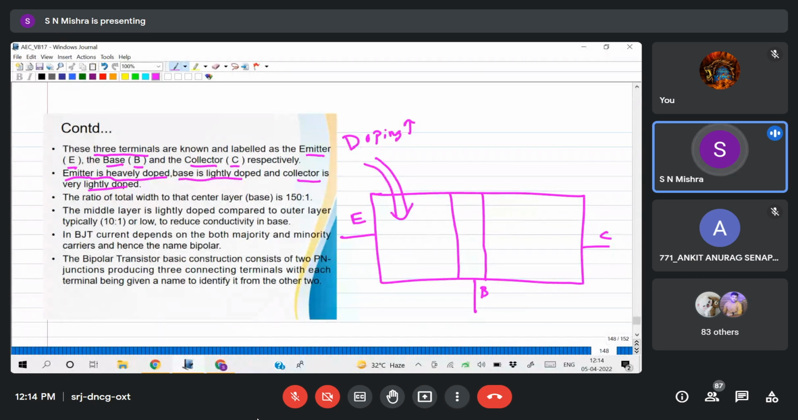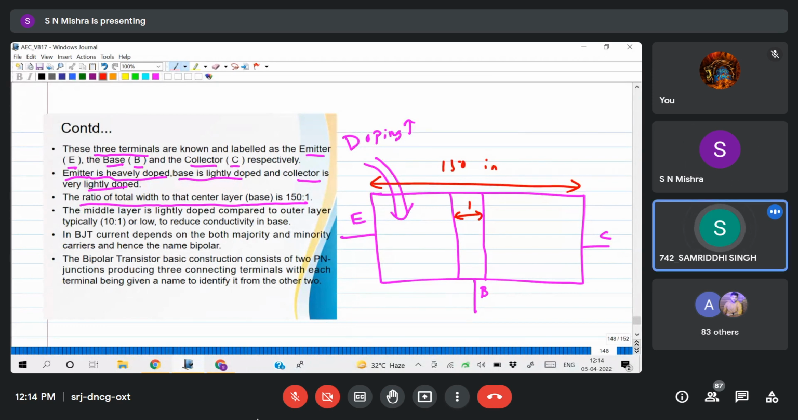So what is the reason? I'll come to it in a moment. For now, just remember emitter is heavily doped, base is lightly doped, collector is very lightly doped. And the width ratio is 150:1. That means if emitter to collector is 150 inch, then the base is only one unit. So you can think how thin the base is.